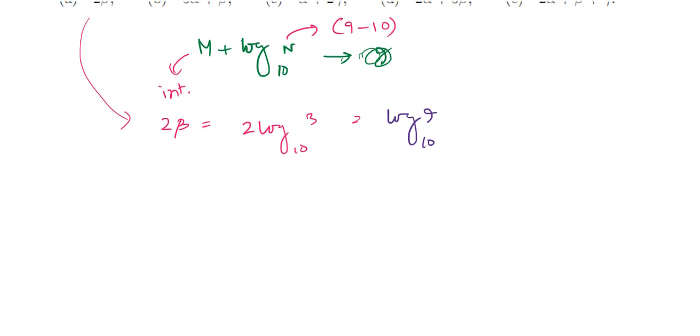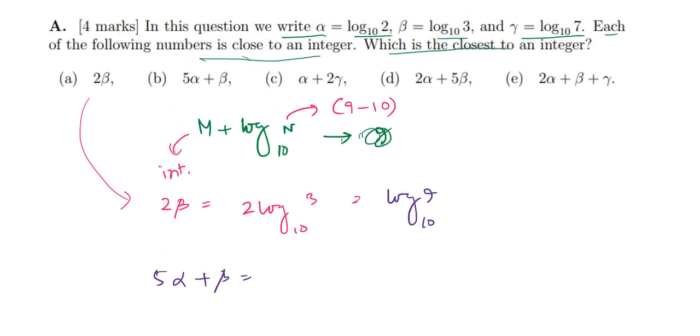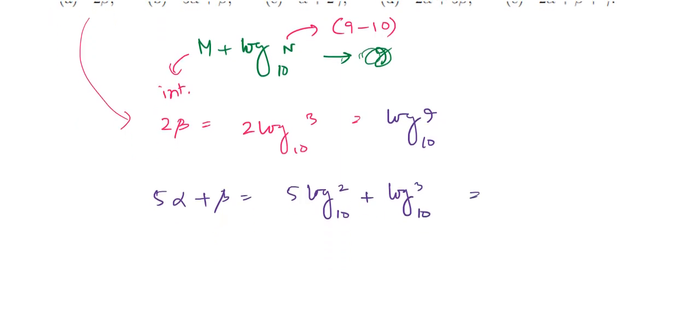Now we can write 5 alpha plus beta. 5 alpha plus beta means 5 into log 2 base 10 plus log 3 base 10. That means log of 2 to the power 5 into 3, so that can be written as 1 plus log 9.6 base 10.